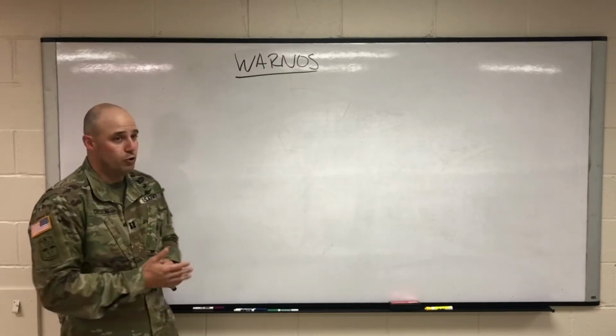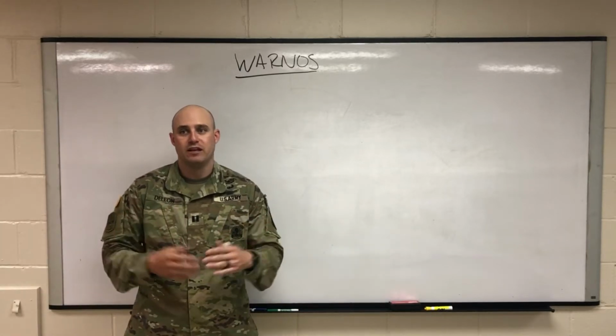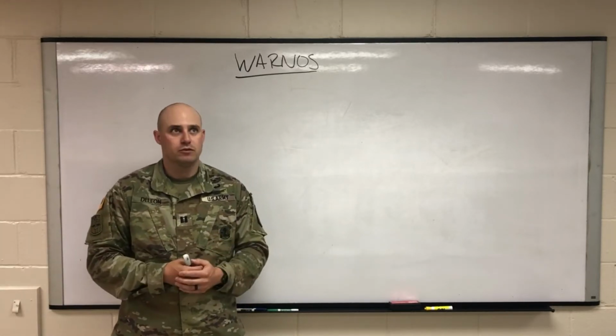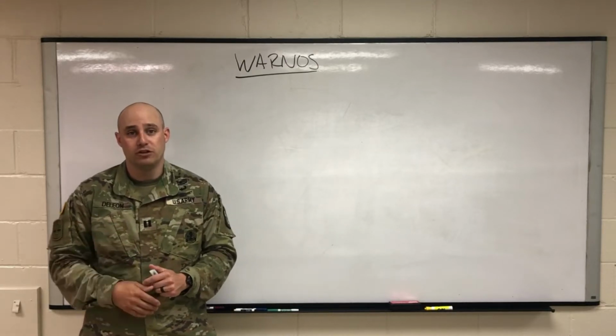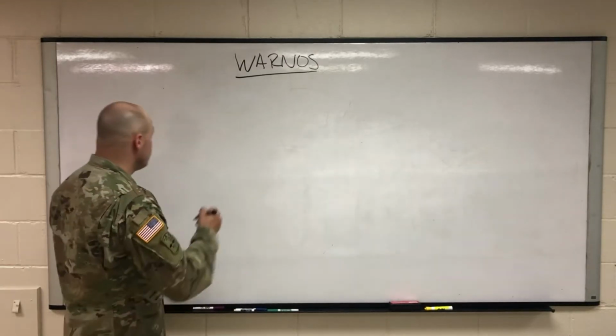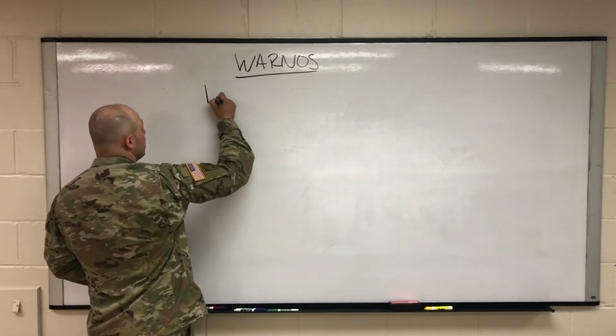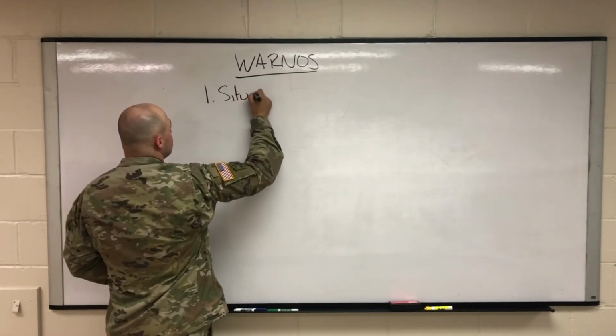So when doing a WARNO, what you want to do is give a basic summary of each paragraph, so everyone has a pretty good idea of what your operation is going to look like. So we go to paragraph 1, which is the situation. We're going to give just some basic things.